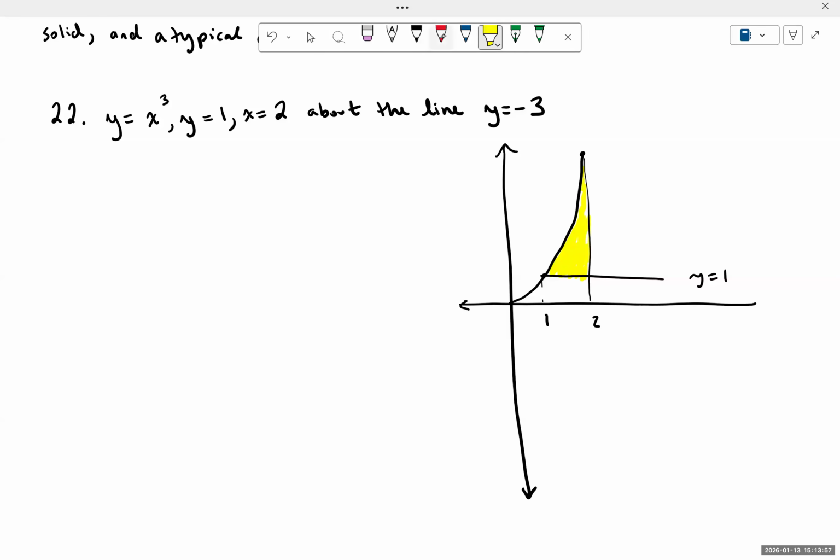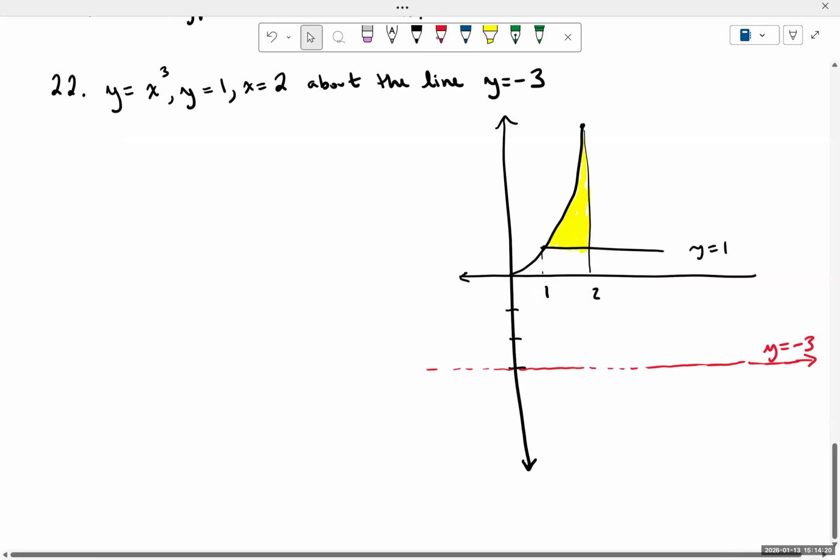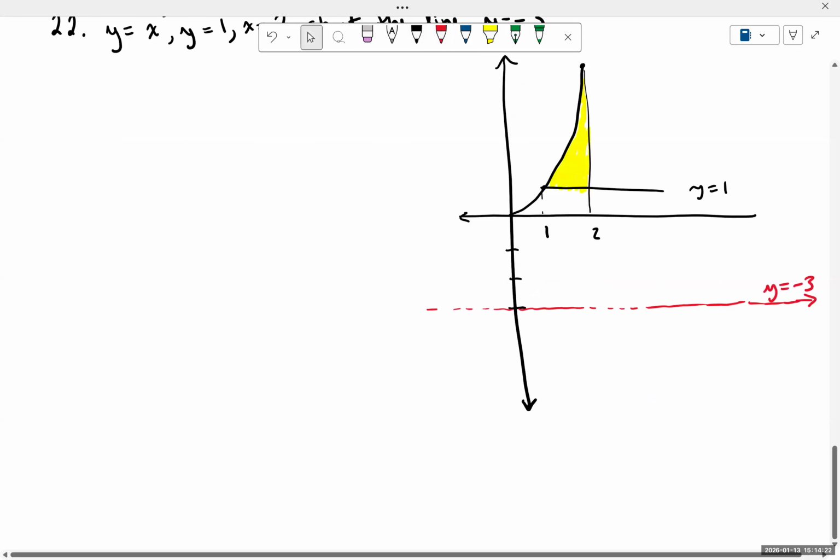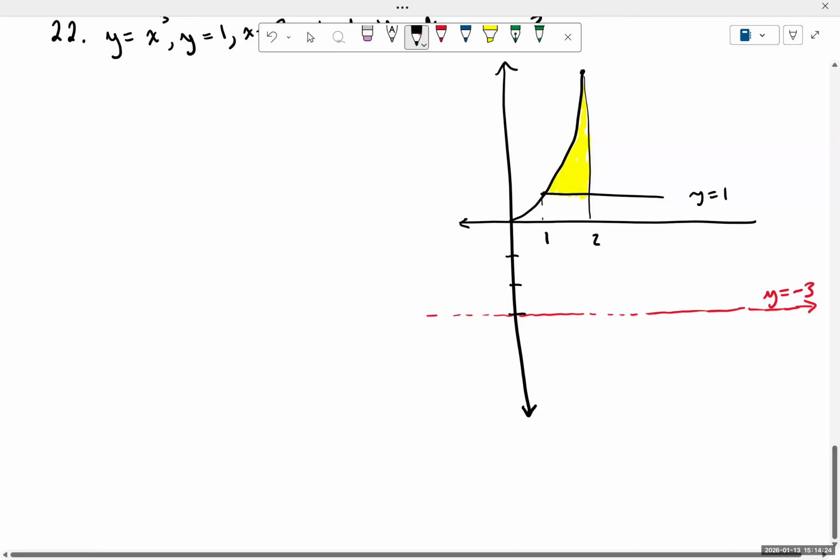But then what are we revolving it around? We're revolving it around the line y equals -3. So 1, 2, 3 here. This is going to be the line that we're revolving it around. Y equals -3. All right, so this is going to be a little bit more difficult for me to draw.